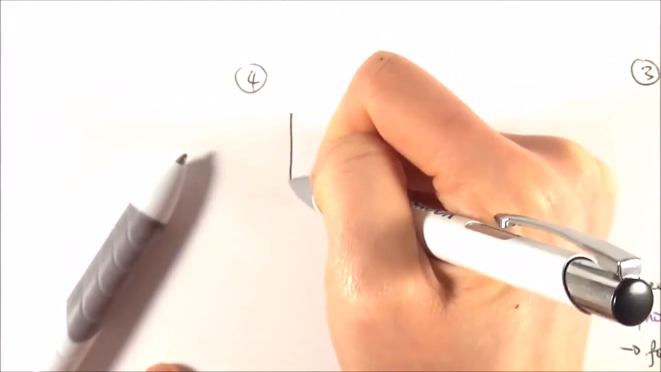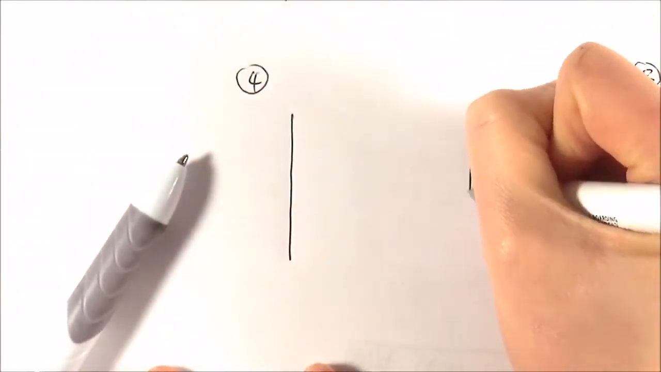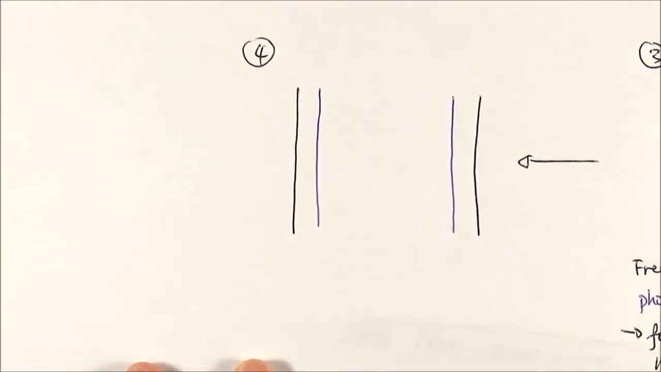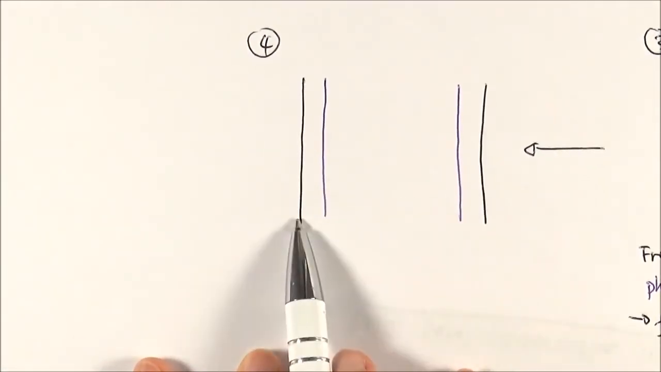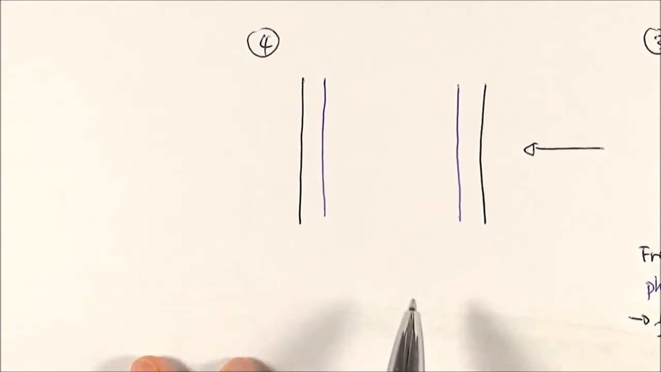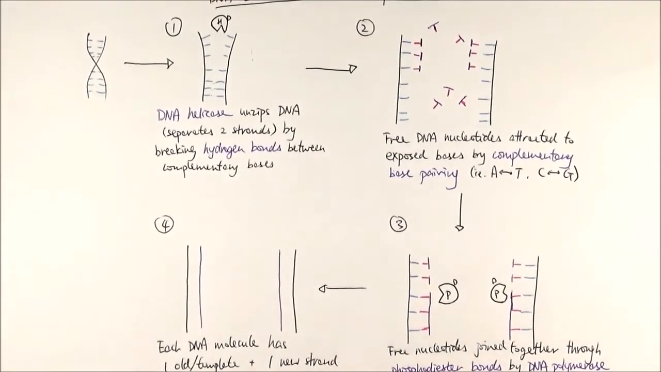And finally, here we will explain why it's called semi-conservative replication. It's because each of these DNA molecules contains one old and one new strand. That's why it's called semi-conservative. So here is the overview of it.